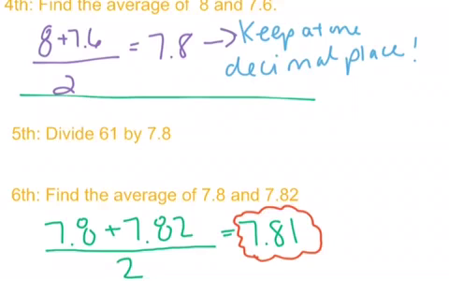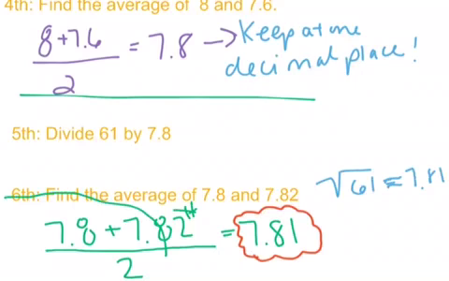Your final and last step is to find the average of 7.8 and 7.82. When you do that together, you divide by 2. Again, you're more than welcome to use a calculator on this. I don't expect you to do any super manual labor right now. It's going to be 7.81. So the square root of 61 is approximately 7.81.